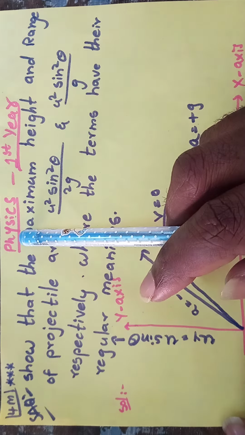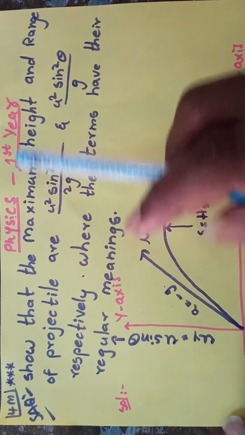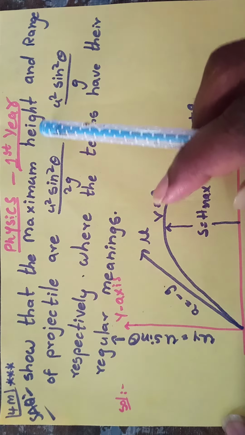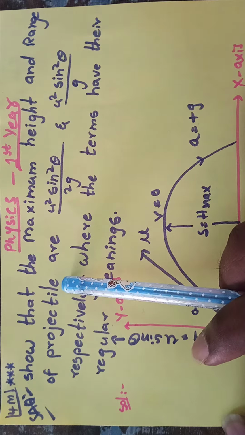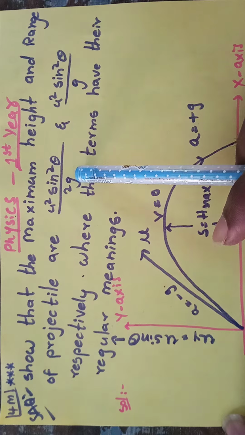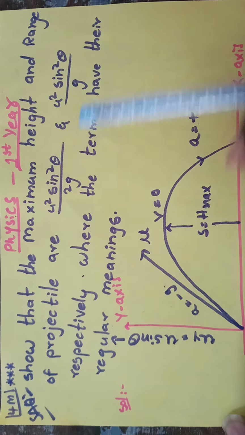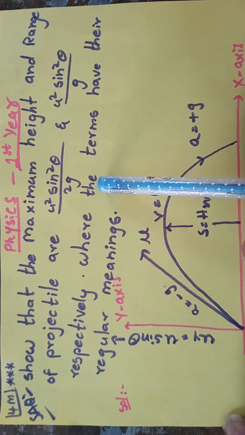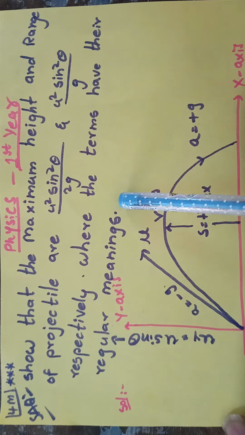Dear students, today we discuss the topic of physics first year. The topic is to show that the maximum height and range of a projectile are u square sin square theta by 2g and u square sin square theta by g respectively, where the terms have their regular meanings.